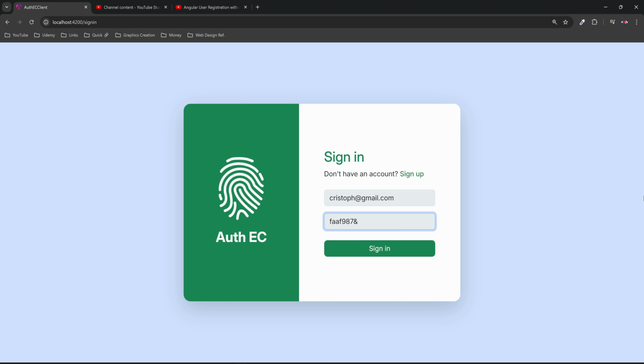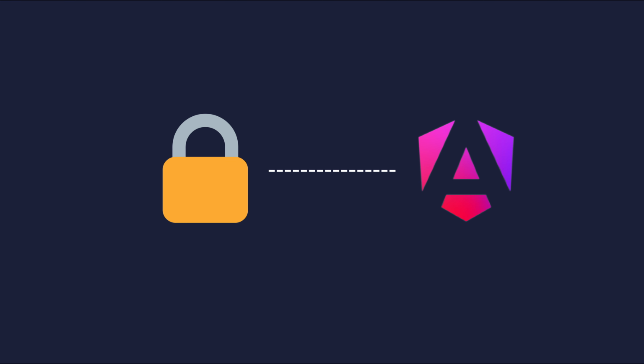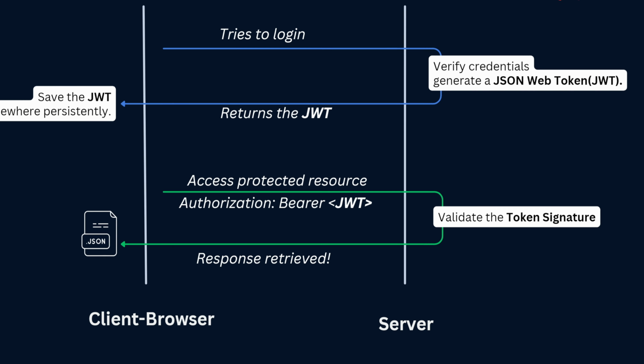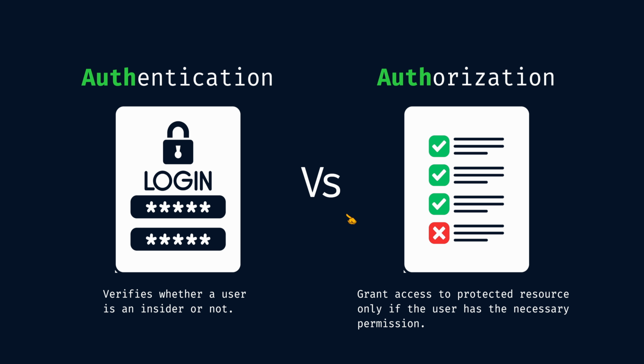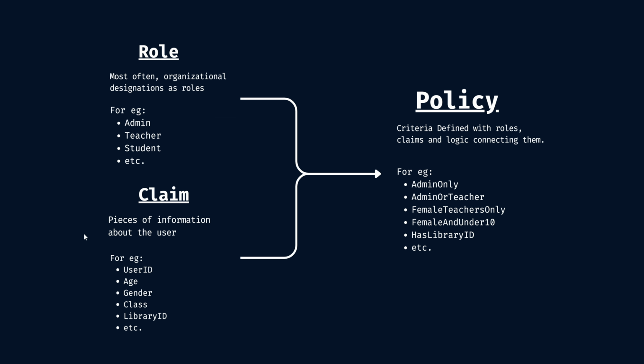Now, in this video, we'll discuss all about authorization. First, we will see how to restrict Angular routes only for logged in users, and then we'll be consuming a protected Web API endpoint from Angular by passing the user token. After that, we'll thoroughly discuss how to implement Web API authorization with role, claim, and policy.